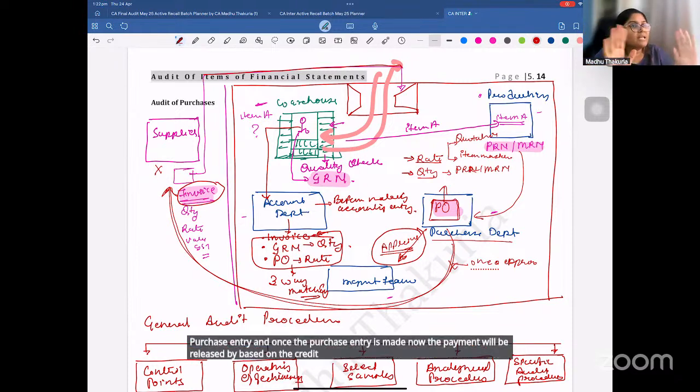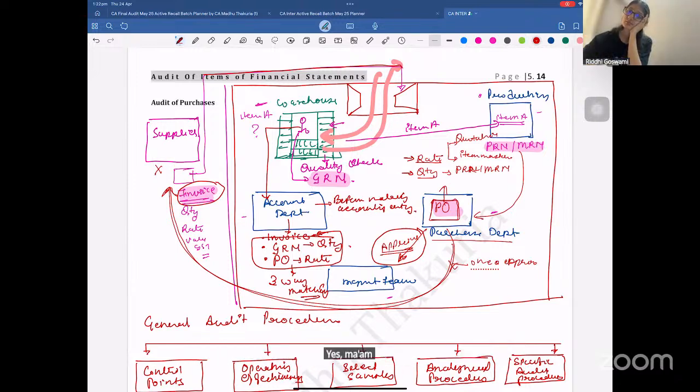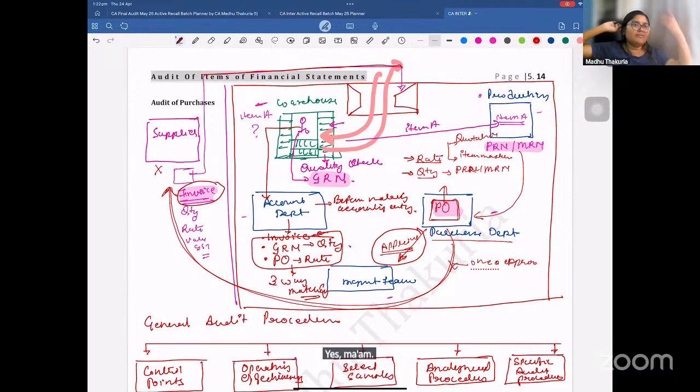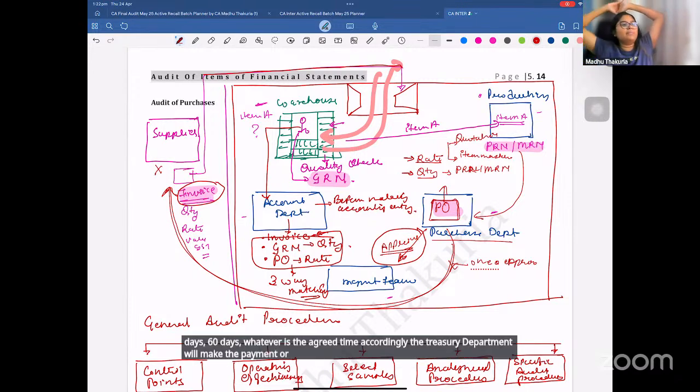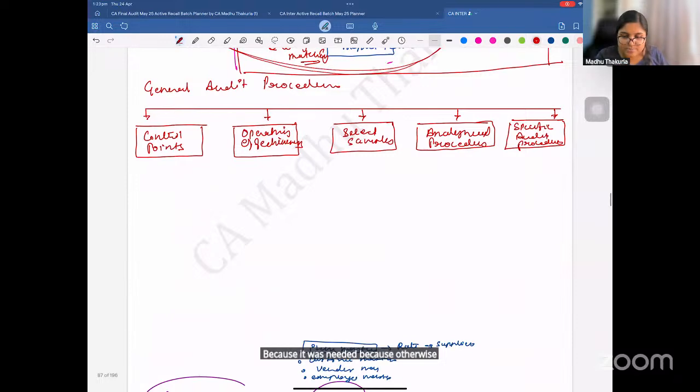So you don't make the payment immediately all the time. In business, there is always a terminology of credit period. Do you know what credit period is, everyone? So accordingly, after 30 days, 60 days, whatever is the agreed time, the treasury department or the accounts department will make the payment. Did you understand this process, everyone?